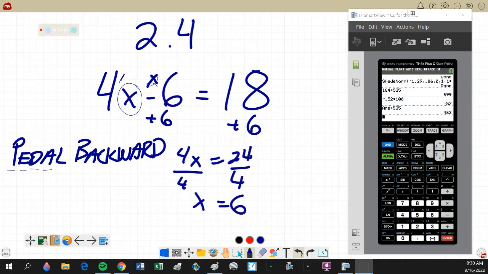So your math teachers were right. You've got to get rid of the 6 before you can get to the 4, but they probably never bothered to tell you why. Because multiplication is higher on the list than subtraction. And you have to go through the order of operations in reverse. Okay?